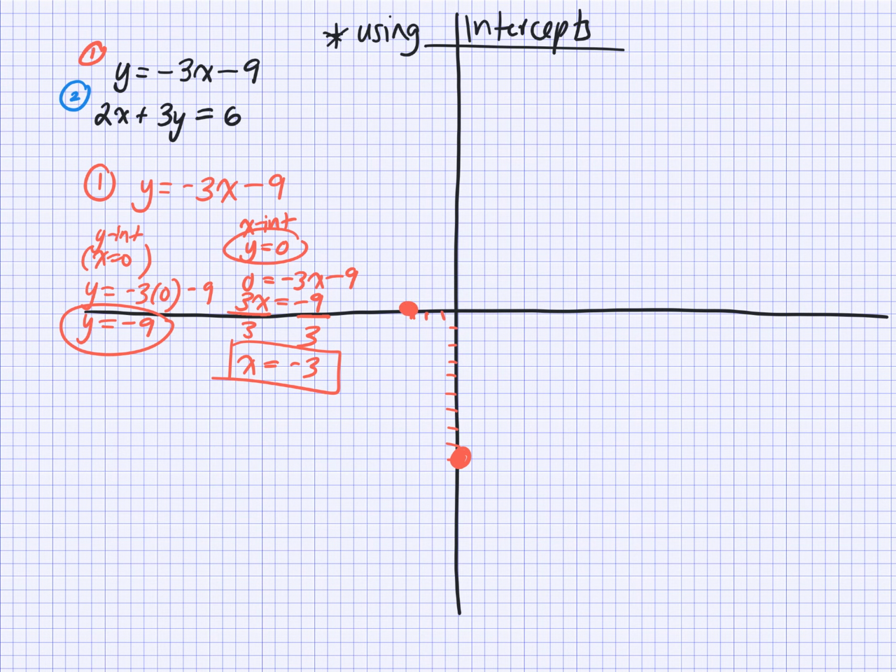So my y-intercept is 0, negative 9. I'm writing it as a coordinate. And the x-intercept is negative 3, 0. So these are the two intercepts. So I can connect those and make a line, right?